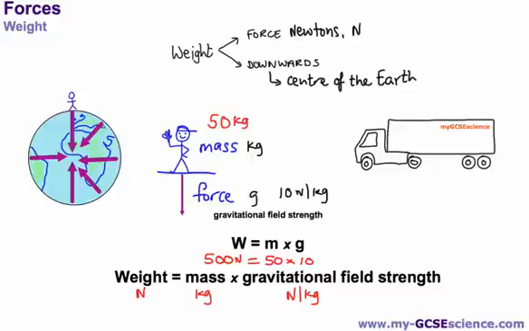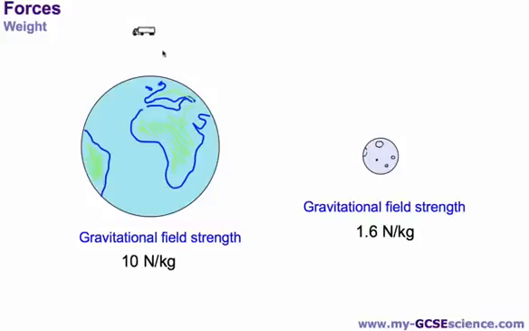So let's have a look at how that works in different scenarios. So we've got our truck here, and imagine it's there on planet Earth, and let's give it a mass of 1,000 to keep it nice and simple. And we know that gravitational field strength on planet Earth is 10 newtons per kilogram. So to work out the weight, simply a case of, using our formula from the previous slide, 1,000 times 10, and that will give you a weight of 10,000 newtons.